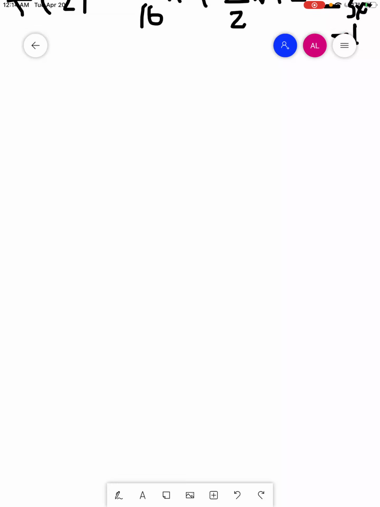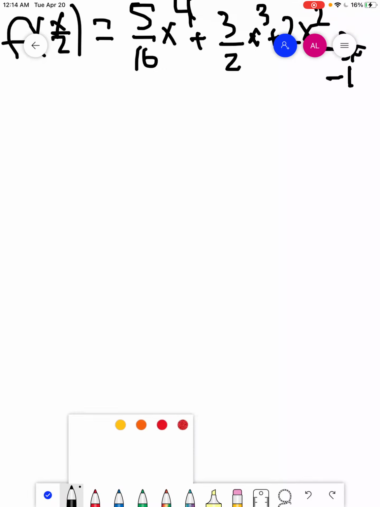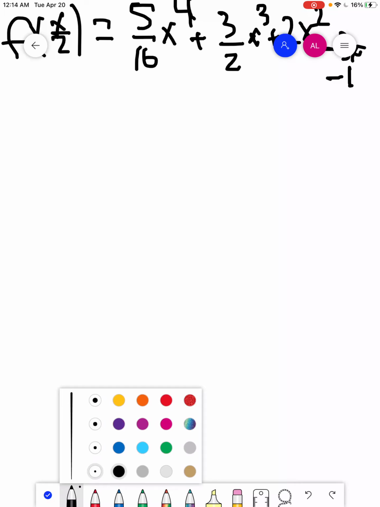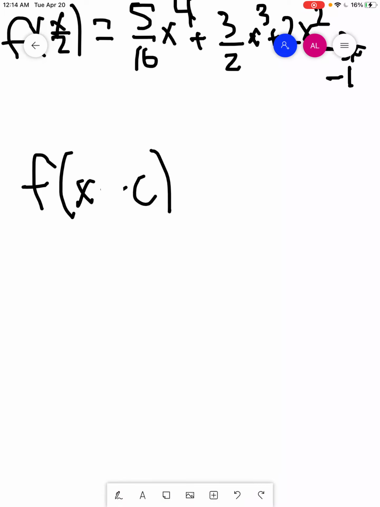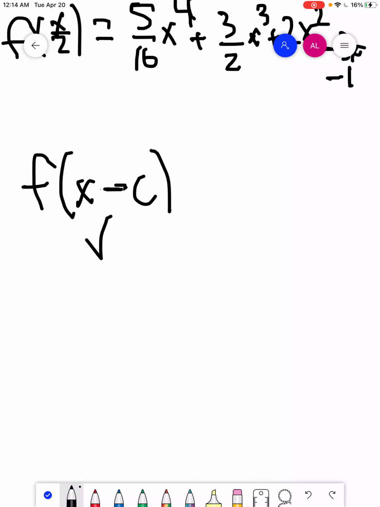Let's say I want a polynomial whose roots are c greater. As before, I think you guys have a basic idea. f of x plus c will give a polynomial with roots r minus c, and f of x minus c will give a polynomial with roots r plus c. So that's it for transformation of polynomials.